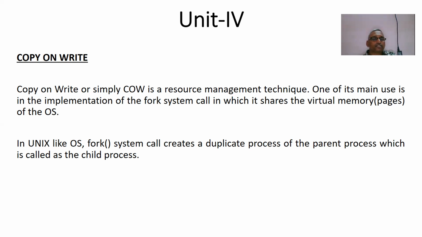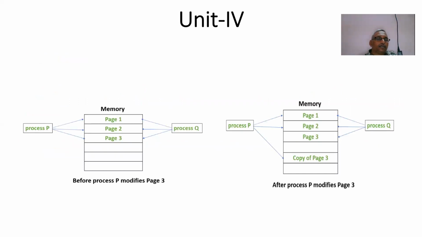Suppose there is a process P that creates a new process Q, and then process P modifies pages. The figure shows what happens before and after process P modifies page 3. The memory has page 1, page 2, and page 3 before process P modifies page 3. After modifying, process P has pages page 1, page 2, and page 3, and a copy of the page is made for process Q.